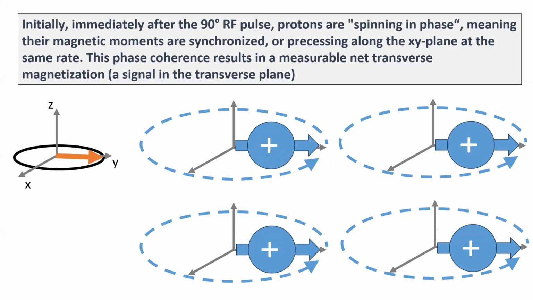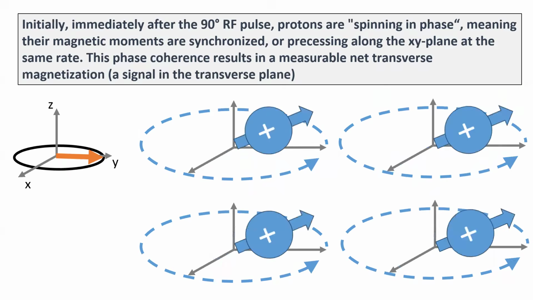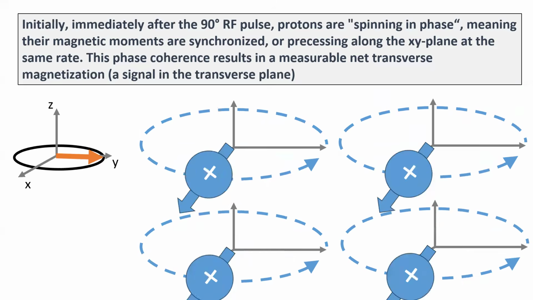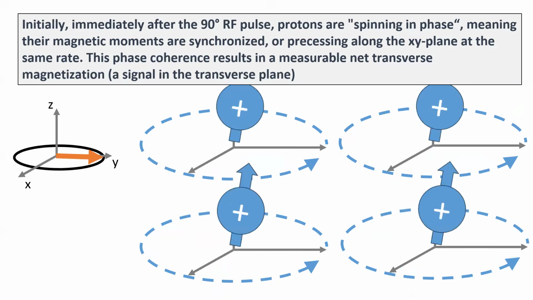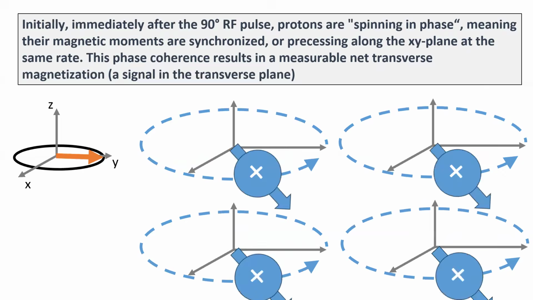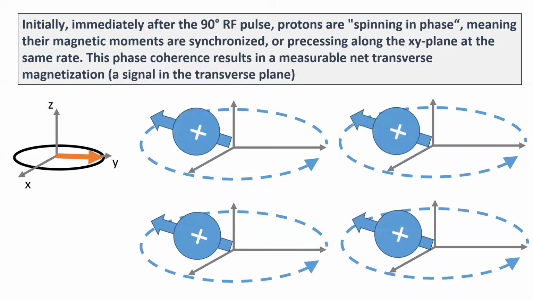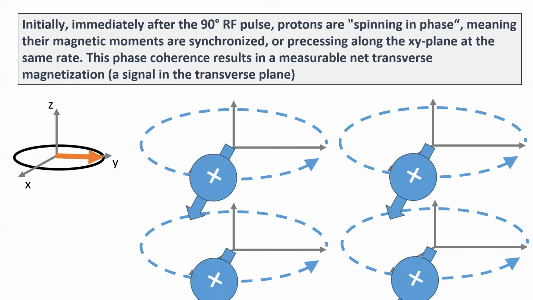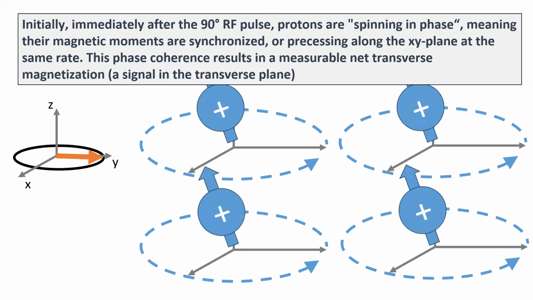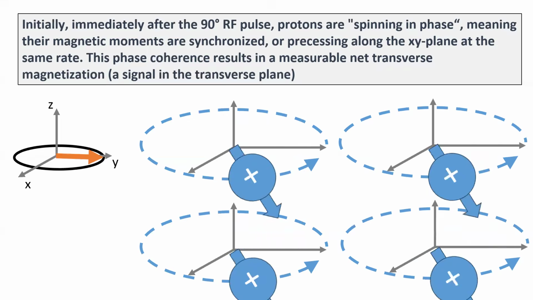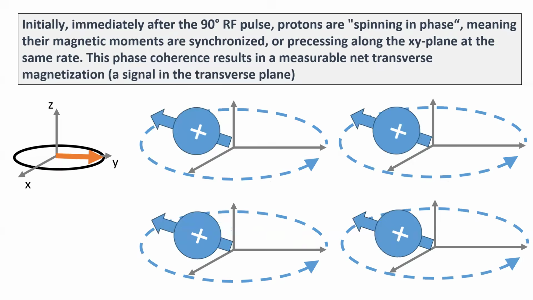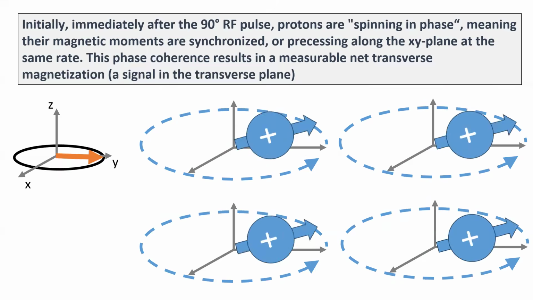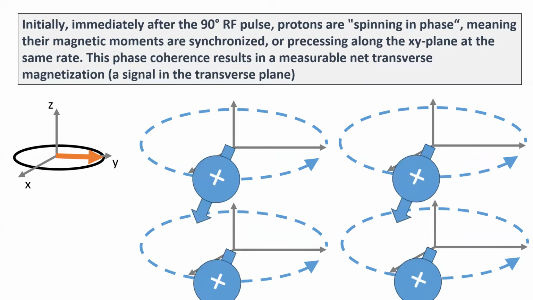So immediately after the 90 degrees radiofrequency pulse, something else happens. We then see that protons are spinning in phase. What does that mean? It means that their magnetic moments are synchronized and they are precessing. So they started with a precession movement along the z-axis. We flipped them into the xy axis in the transverse plane, and they keep doing that precession movement with the Larmor frequency, and initially they all precess in phase. They all precess at exactly the same rate and all nice together.